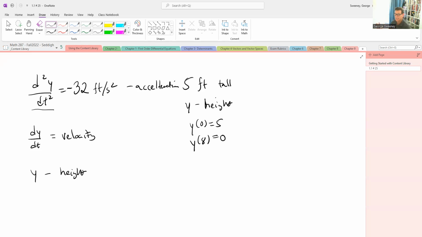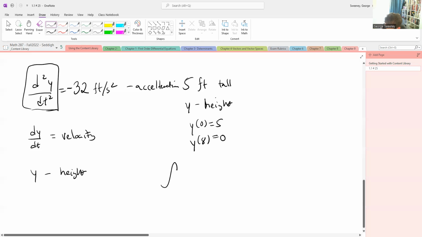Given that's the case, that gives me the 2 initial conditions that I'm going to need, because I've got the second derivative. Okay, so here's what we're going to do. I'm going to take the integral first of negative 32, my acceleration, dt. And that's going to end up giving me dy dt. Take the integral of d squared y dt squared, you get dy dt. And so this ends up being negative 32t plus some constant c1.